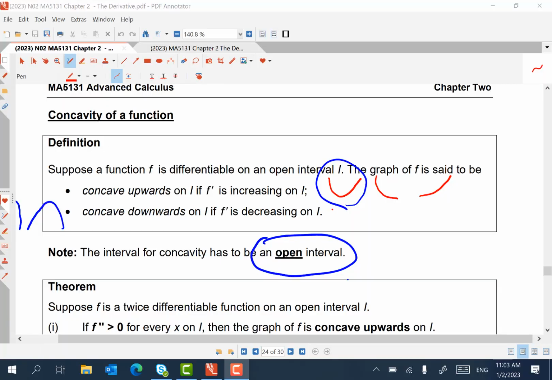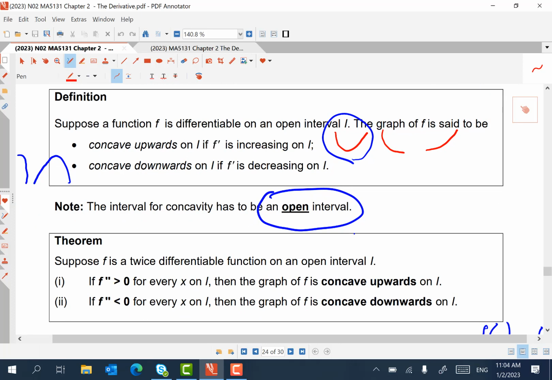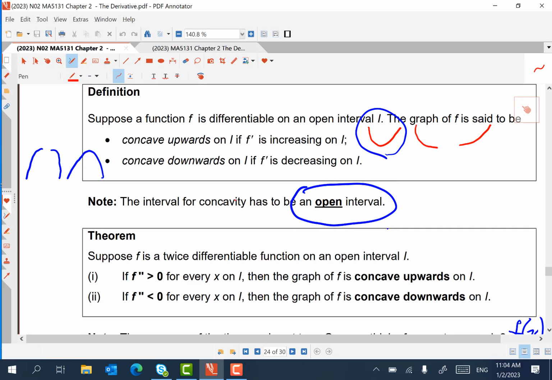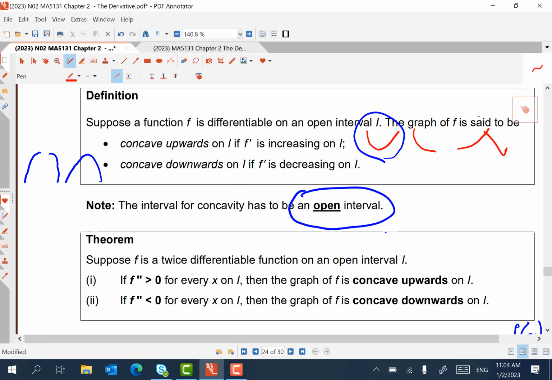By now, you know what it means by concave up and concave down. And I stressed the last time that to talk about concave up or down, it has to be an open interval, all because concavity is defined around differentiability, right? Geometrically, concave up means like that, and concave down means like that.